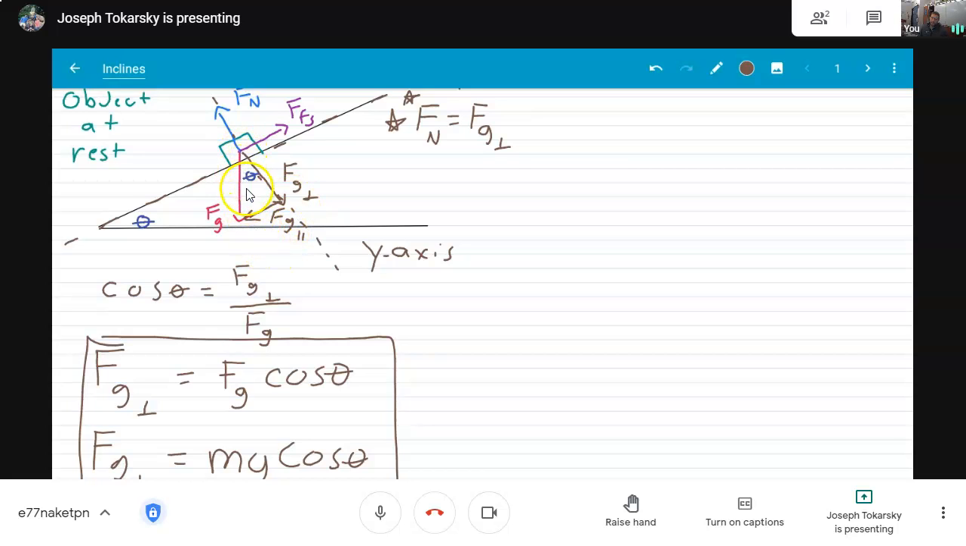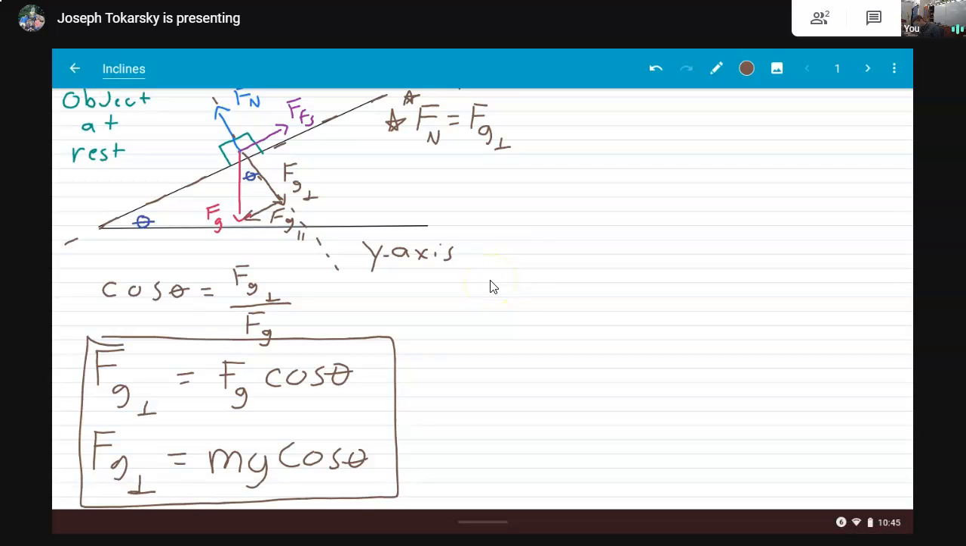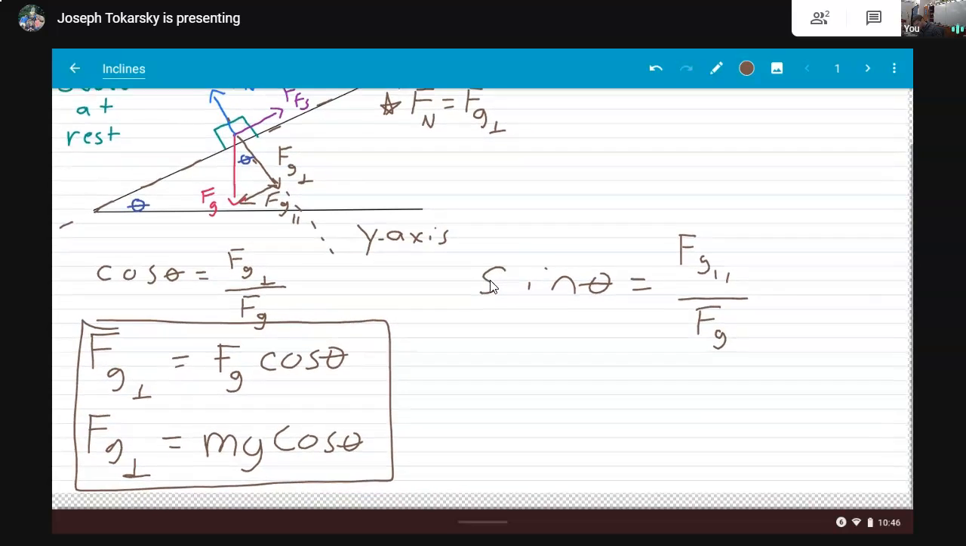So if this thing weighed 100 newtons, this is only going to be a fraction of that 100 because not all of my weight is pushing directly into the incline, right? Part of it is trying to pull me down the incline. So now we set up that formula. We could say that the sine of the angle theta is equal to the opposite side, or FG parallel component, over the overall weight, the hypotenuse side.